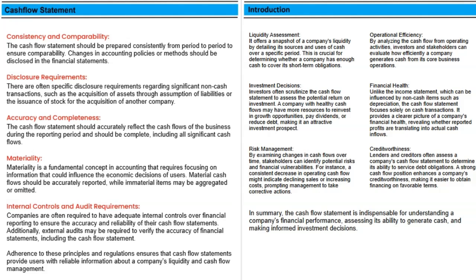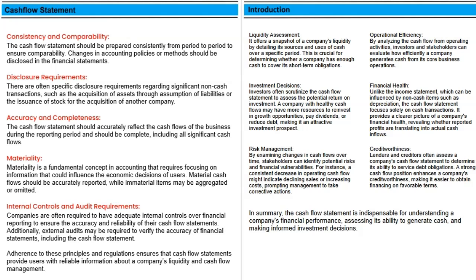Finally, we come to internal controls and audit requirements. Companies are often required to have adequate internal controls over financial reporting to ensure the accuracy and reliability of their cash flow statements. Additionally, external audits may be required to verify the accuracy of financial statements, including the cash flow statement.